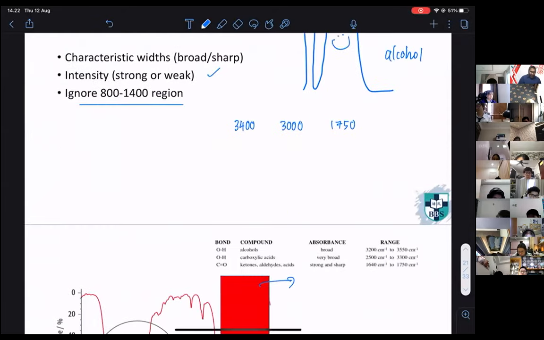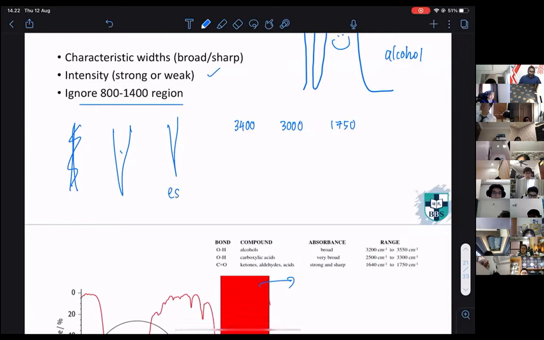We have another two shapes, something like this. Some of you actually memorize it as vampire fangs or something like that. It's up to you how you want to memorize, but this belongs to ester. And if you have something like this, this belongs to carboxylic acid.